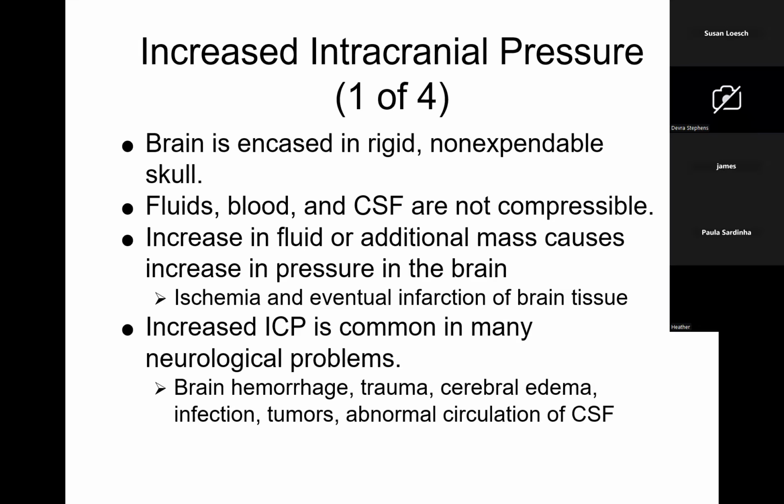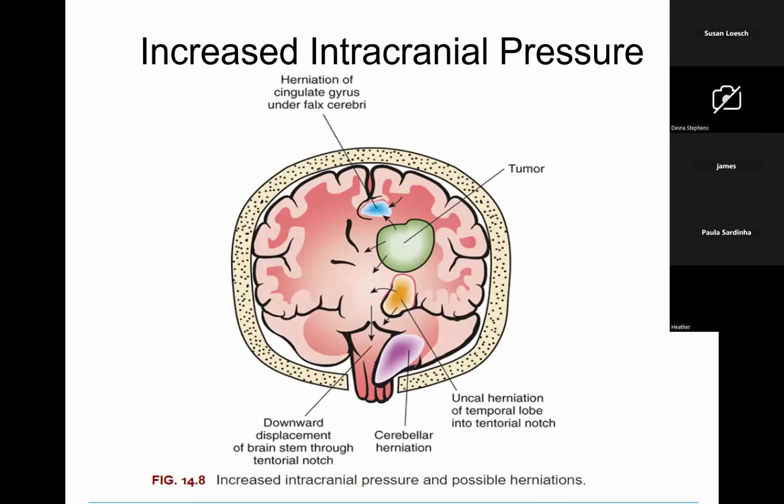So we'll see this in brain hemorrhages, in trauma, in cerebral edema, infection, tumors, or if we have too much cerebrospinal fluid for some reason in the brain. All right, so this is just showing you the brain and what could happen. If you notice right there at the bottom, increased cranial pressure and possible herniations. So any sort of these tumors or herniations can cause a problem here.